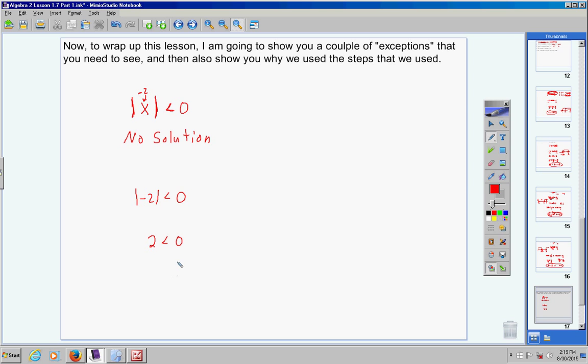I am telling you, there is no number you can put in here that will give you a true statement. I don't care what negative number you put in. I don't care if you put in 0. I don't care if you put in a positive number. It's no solution. It can't be done.